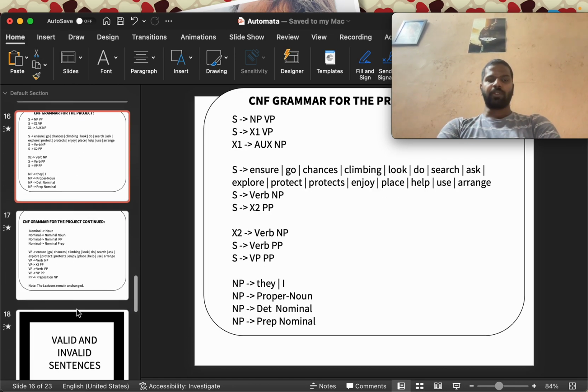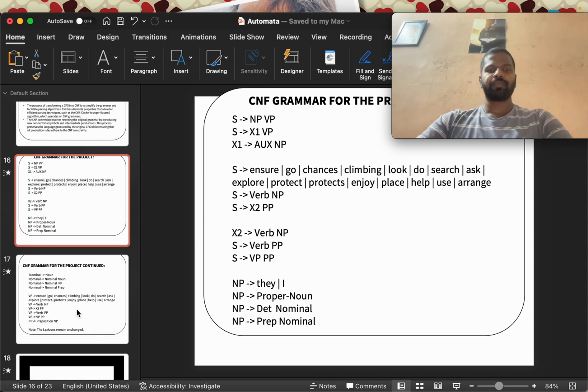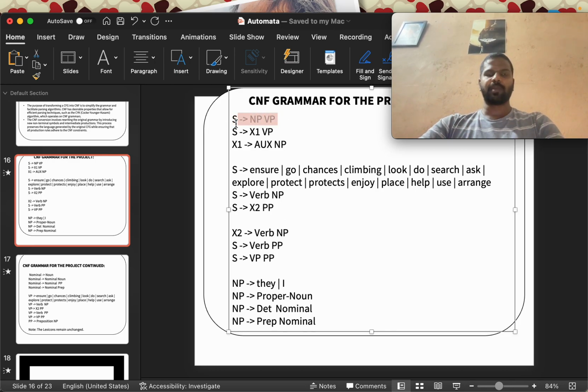This is the grammar that I have used in my project. Note that the first rule is the same as it is in the CFG. Here I have created a new non-terminal x1. This rule says that x1 is an introduction of an auxiliary phrase before the verb phrase, and x1 can be expanded into an auxiliary phrase followed by a noun phrase. The sentence S can be expanded into a verb phrase following the noun phrase.